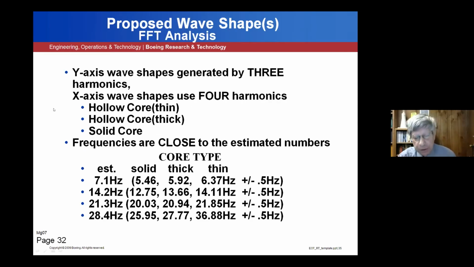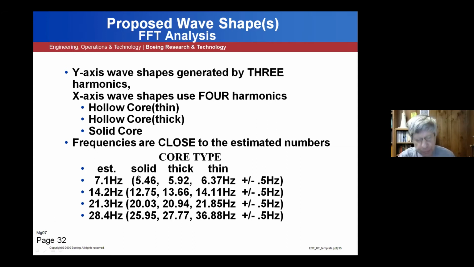Okay, now we start putting the picture together. The y-axis is generated by 3 harmonics, and the x-axis is generated by 4 harmonics, and you have the 3 core types. So now getting down to the frequencies, the estimated frequencies that we're going to run are here, and these are the frequencies from the data that we just did with the Fourier transforms. And as you can see, they're all very, very close. The higher the frequencies, the closer they seem to get, and then you have your error of half a hertz.